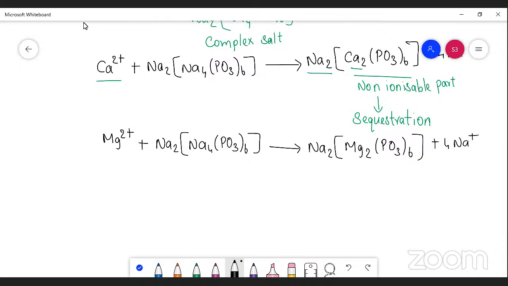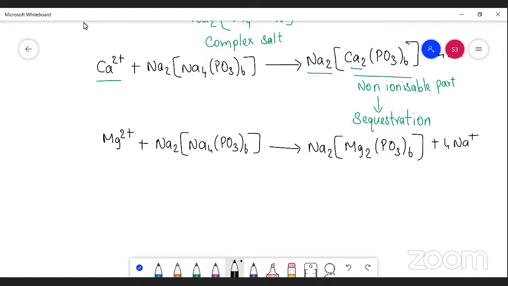Sodium ion never causes temporary or permanent hardness. Which ones cause the hardness? Only calcium, magnesium, or heavier metals cause the permanent hardness. So the permanent hardness is removed by calgon.